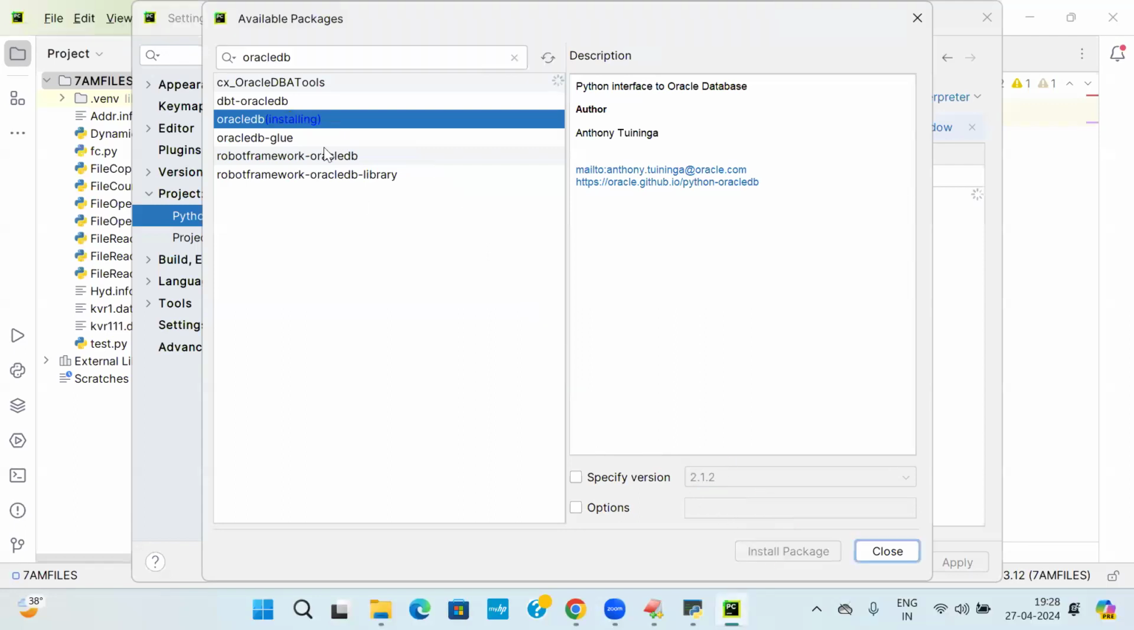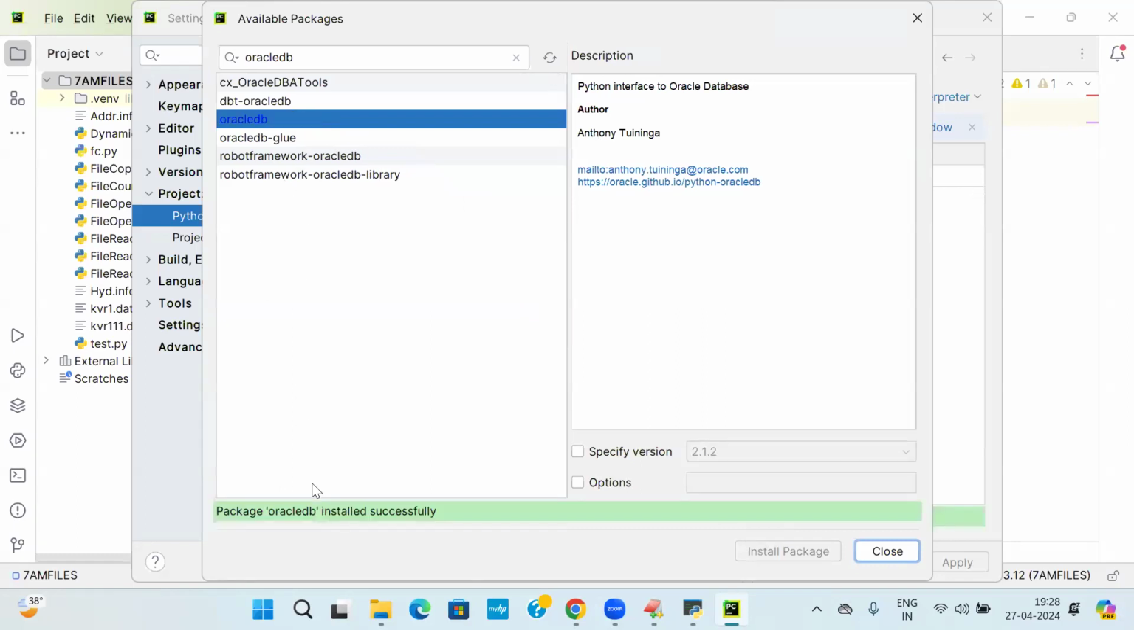Whenever I install, see that it's installing. Are you seeing those blue letters? Installing. Who developed that? Anthony. He is a third party member. I am installing a third party module. You will get green color here. Installed successfully. Now it is under installation. Package Oracle DB installed successfully. This is how third party modules are installed.